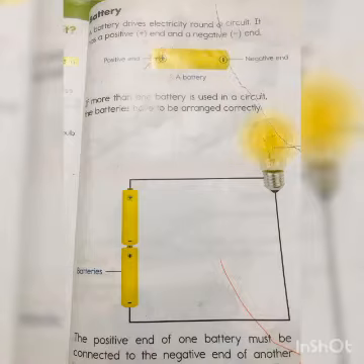Battery. A battery drives electricity round a circuit. It has a positive end and a negative end. If more than one battery is used in a circuit, the batteries have to be arranged correctly. Arranged. Batteries. Positive end. Negative end.